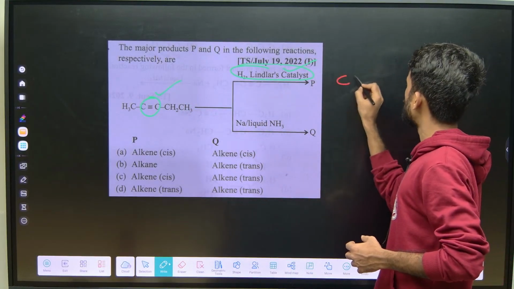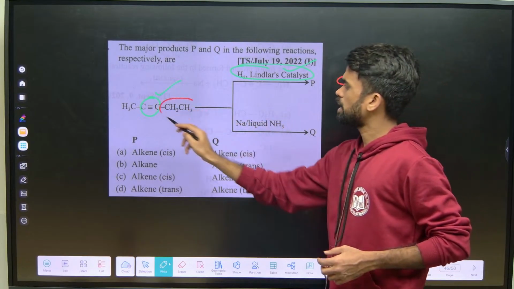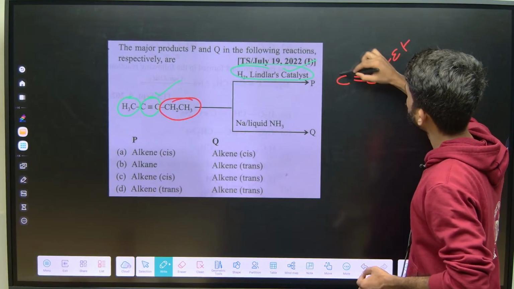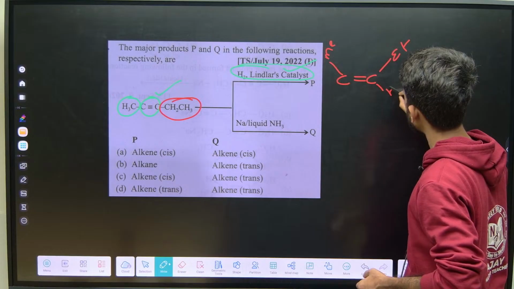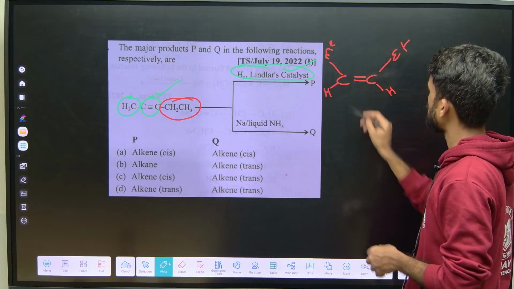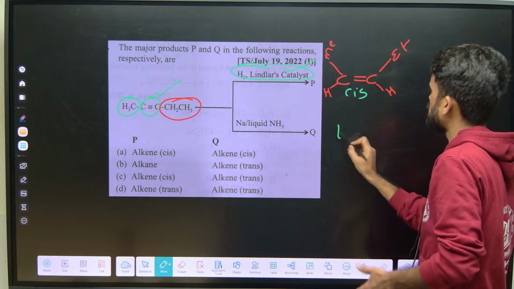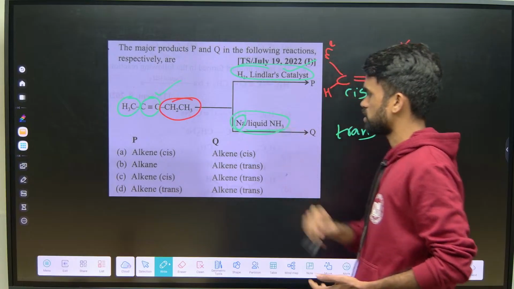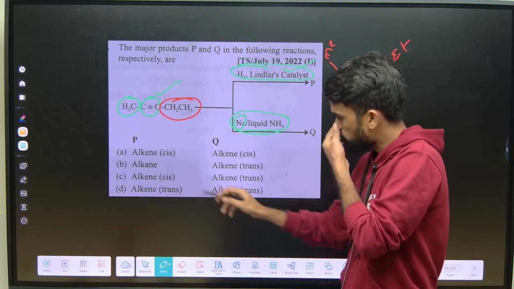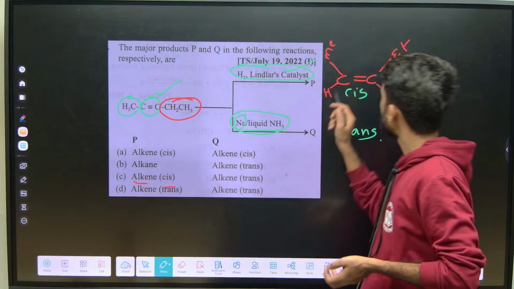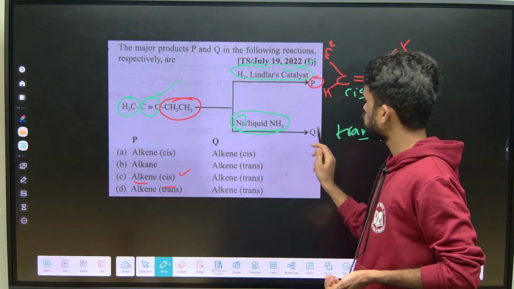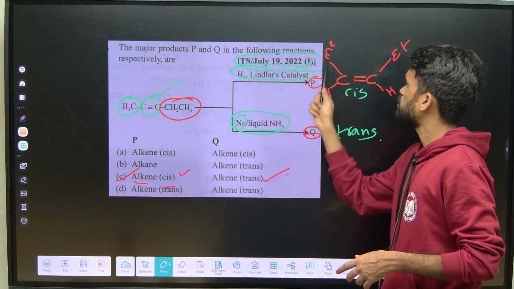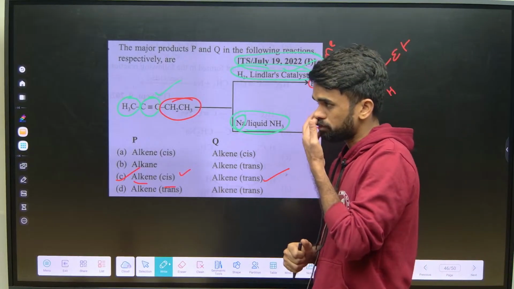So you just write C double bond C, and whatever the alkyl group is here, it is ethyl, this is methyl. So write ethyl and write methyl here. The next two hydrogens should be on the same side like this. So you got a cis alkene here, and a similar product you will get here as a trans. Whenever you are treating with sodium in liquid ammonia, we can call it Birch reduction. So this is a trans. So both of them are alkenes, but our P is a cis alkene and Q is a trans alkene. So option C is your answer. See, all these questions are like previous year questions only, okay, right.